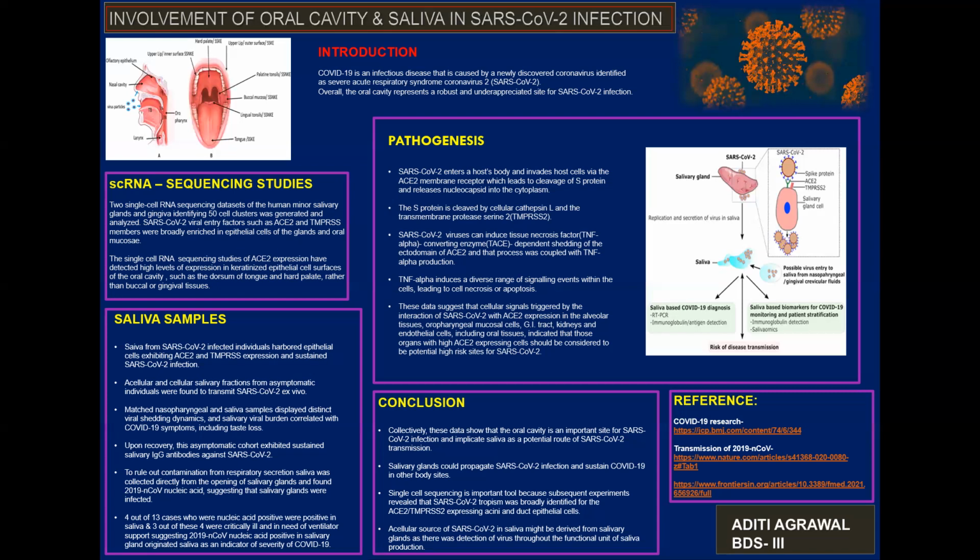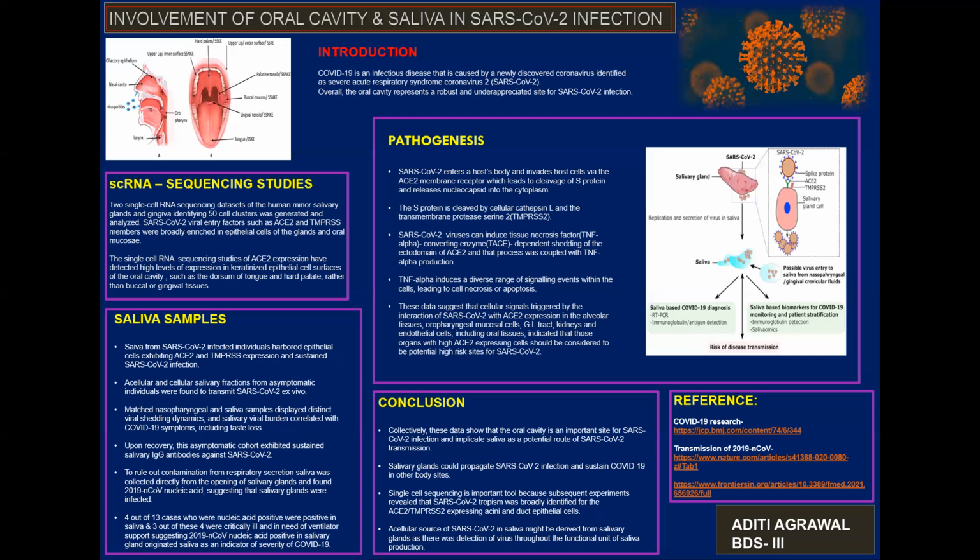Saliva samples were collected to conduct a few experiments. Saliva from the coronavirus infected individuals harbored epithelial cells exhibiting ACE2 and TMPRSS expression and sustained coronavirus infection. Acellular and cellular salivary fractions from asymptomatic individuals were found to transmit coronavirus ex vivo. Matched nasopharyngeal and saliva samples displayed distinct viral shedding dynamics, and salivary viral burden correlated with COVID-19 symptoms, including taste loss. Upon recovery, this asymptomatic cohort exhibited sustained salivary IgG antibodies against severe acute respiratory syndrome coronavirus 2.